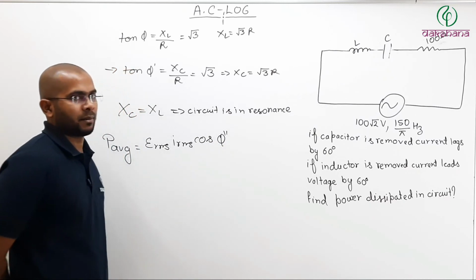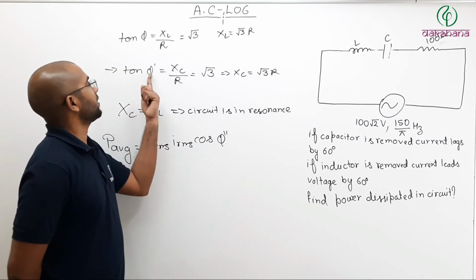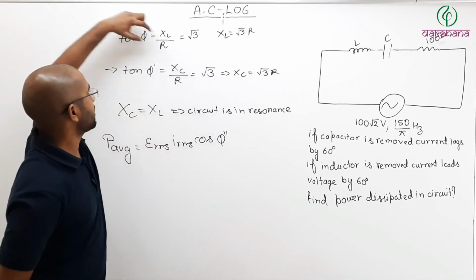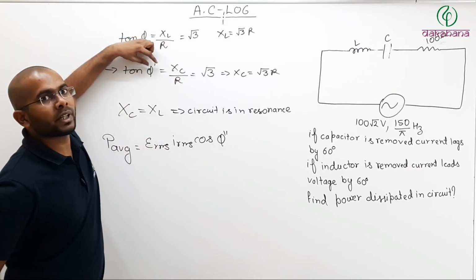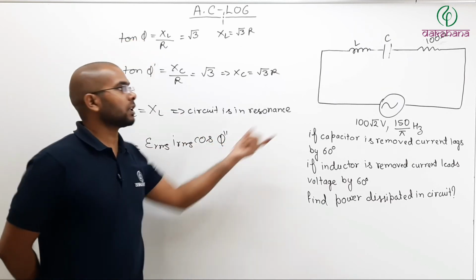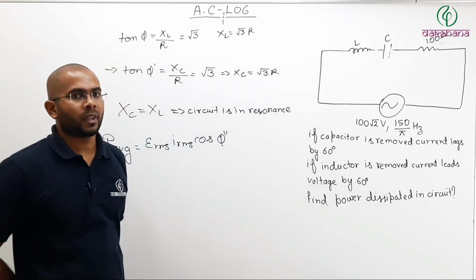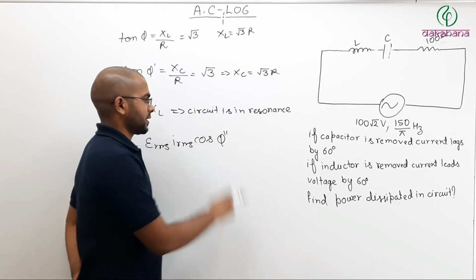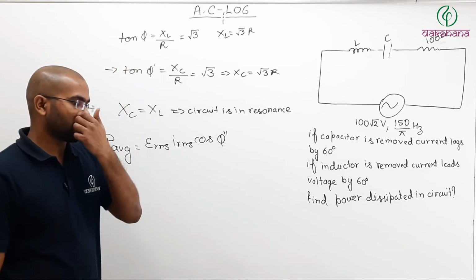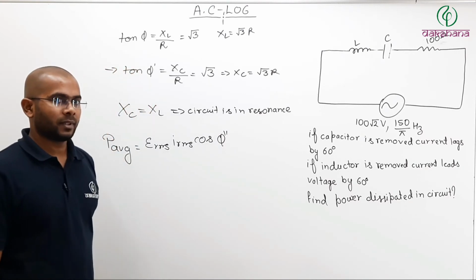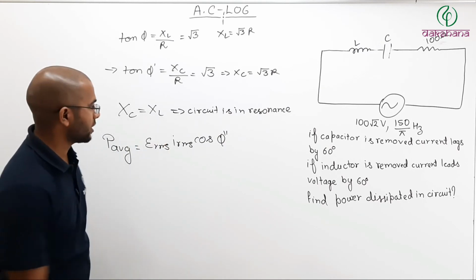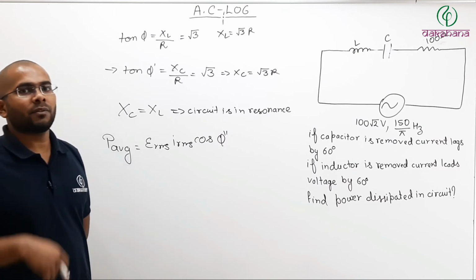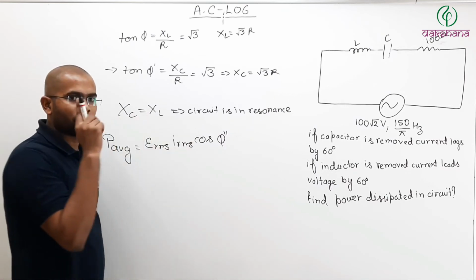Why am I writing phi double dash? Because this phi is different from this phi and this phi. This is calculated when there is no capacitor. This is calculated when there is no inductor. And this is calculated when all three are connected in the circuit. And what is this phi? If you remember, cos phi is R by Z. And when XL equals XC, then Z is equal to R. So this cos phi is equal to 1. In case of resonance, this cos phi is 1.